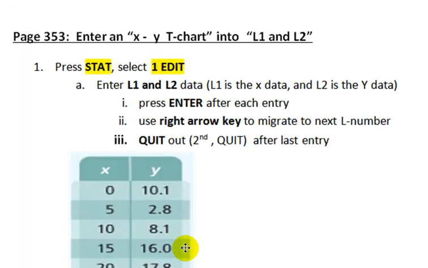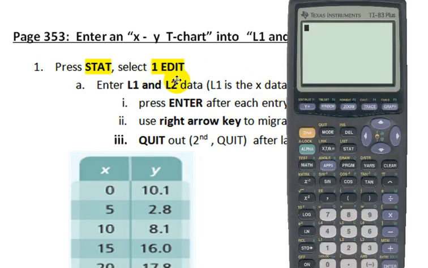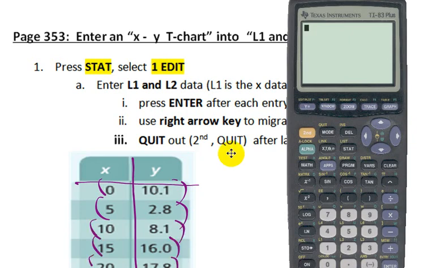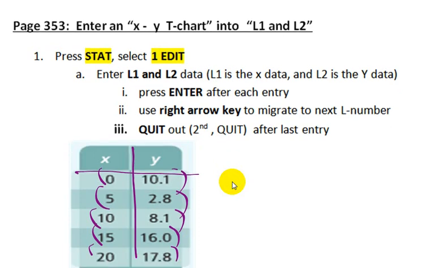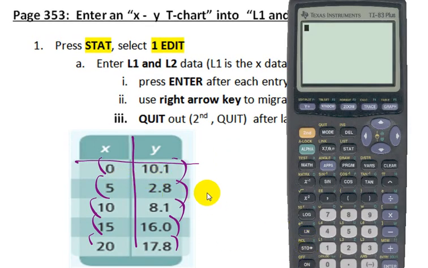All right, so if you'll follow along with me on your paper, this is on the first page about halfway down. It says page 353, enter an x-y t-chart into L1 and L2. Okay, so what we're going to do, we've got this XY t-chart right here, X and Y. So they've given us 1, 2, 3, 4, 5 coordinate points to work with right here. 5 coordinate points. So these are our X values, these are our Y values. Okay?